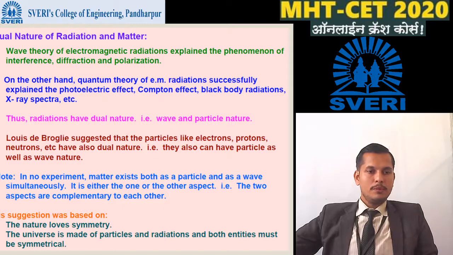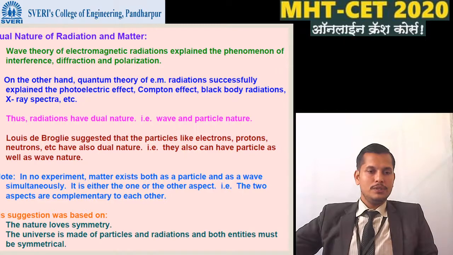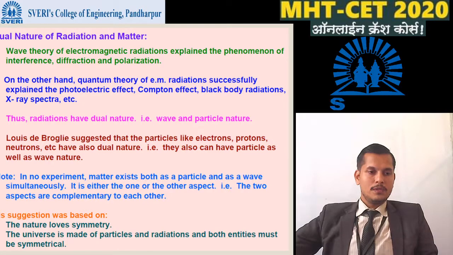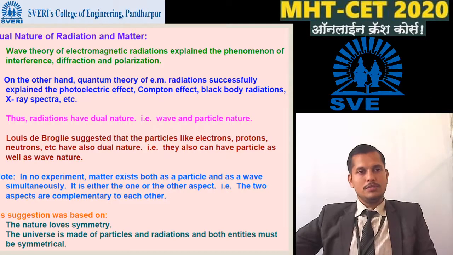So in no experiment matter exists both as a particle and as a wave simultaneously. It is either the one or the other aspect. That is, the two aspects are complementary to each other. So as the nature loves symmetry, the universe is made of particles and radiations, and both entities must be symmetrical. So let us check this.